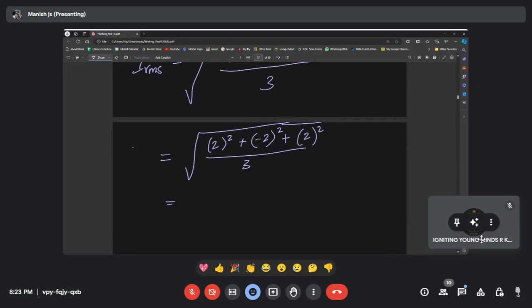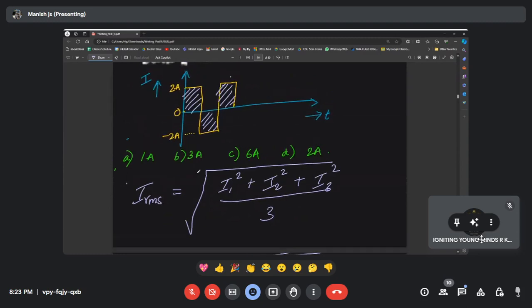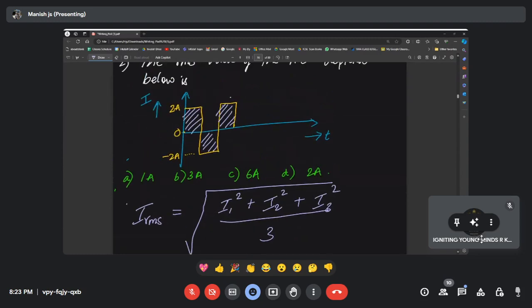Okay. You simplify all this. How much will you get? Don't you think the answer is going to be 2? Isn't it? Ultimately, you get the answer as 2 amperes. Actually, the answer is 2 amperes. Option D is the answer.